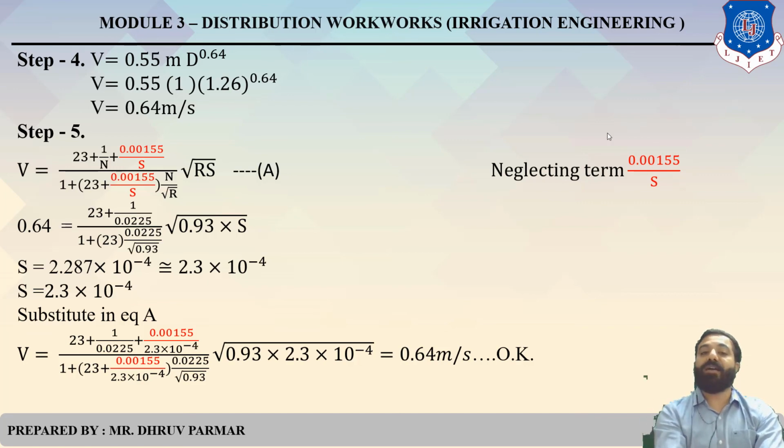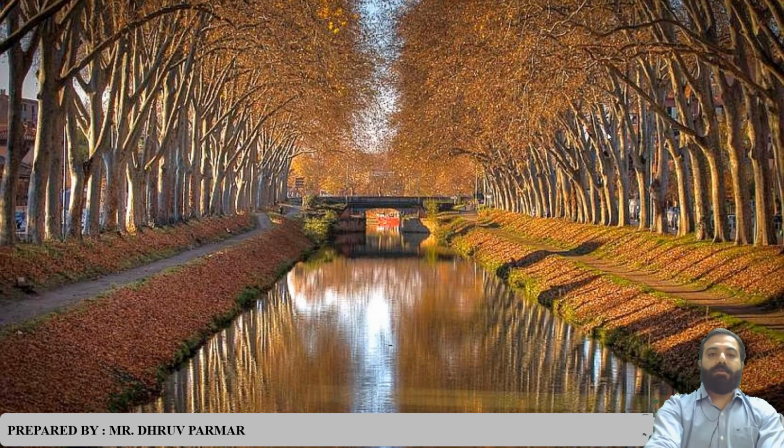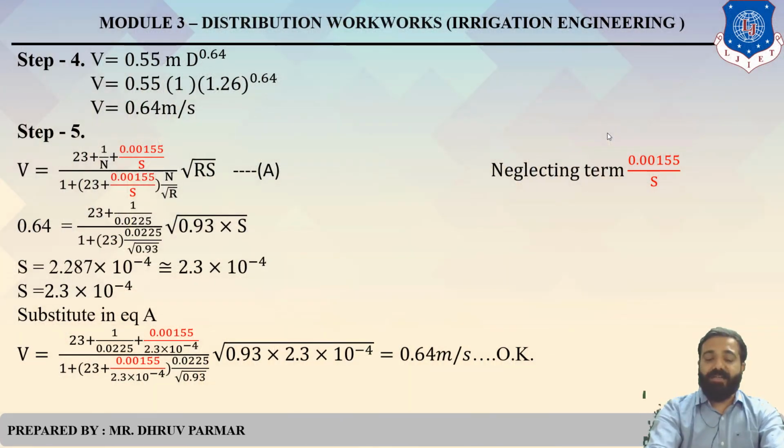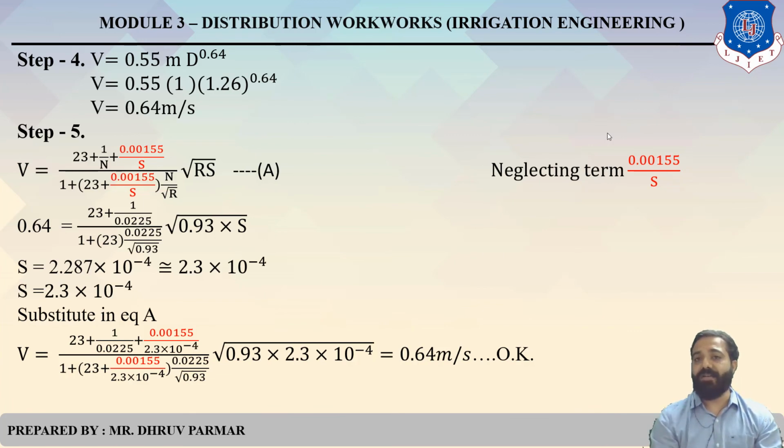Done. So we put this value again in Cutter's equation and we get velocity 0.64 meter per second. As per Kennedy's velocity and as per the final velocity, they are the same, so the design will be okay. So these are the methods of Kennedy's theory. In the next lecture, we will discuss Lacey's theory. Clear?